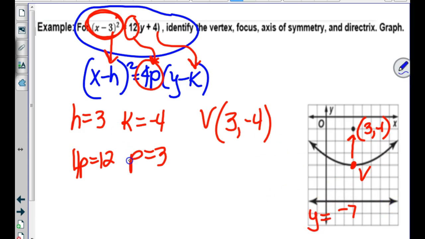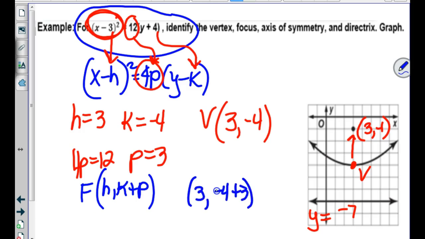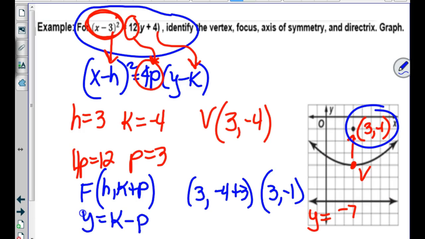Now, if I didn't do that conceptually, I could go to the sheet and it says h, k plus p would give me the focus. H is 3, k is -4, p is 3, so I get 3, -1. Is that what I did conceptually right here? And then on the sheet, it says the directrix is y equals k minus p. If I did y equals -4 minus 3, I'd get -7. So you can do this using your brain and the concept of what p is, or you can use the little formulas on here. It's just like a recipe card.